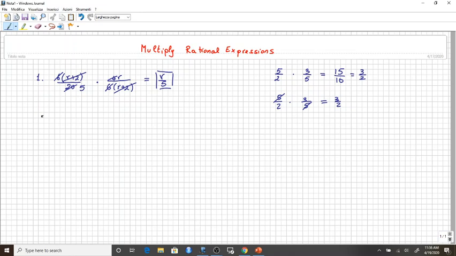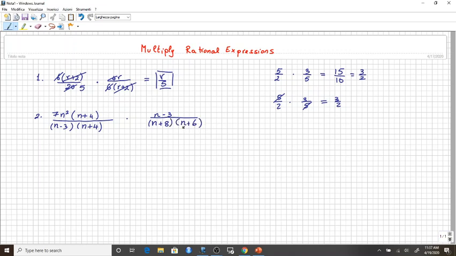Okay, let's look at some other example. Something that looks more complicated, but if you use this strategy I just showed you, it can be done very quickly. So what we have here is 7n squared times (n plus 4), divided by (n minus 3) times (n plus 4), times the second rational expression, which is (n minus 3) divided by (n plus 8) times (n plus 6).